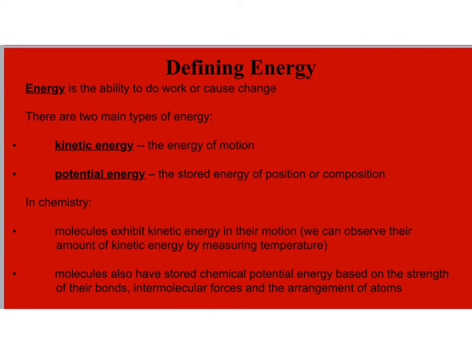If you go back to 8th grade physical science, you remember that we really talked a lot about energy, and energy is defined as the ability to do work or cause change. And of course, there are two types of energy. There's kinetic energy, which is the energy of motion, and there's potential energy, which is the stored energy of position or composition.